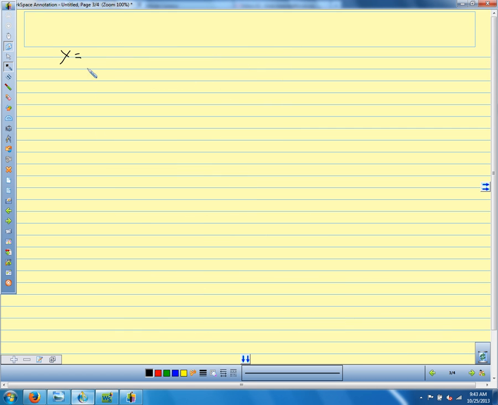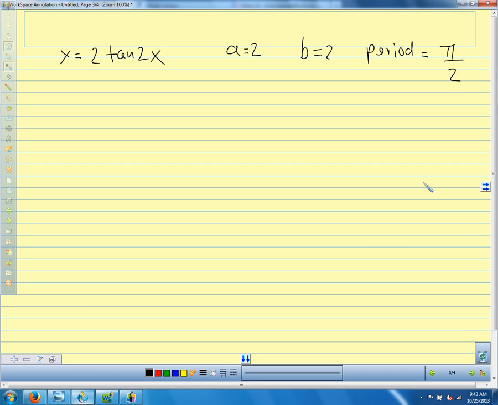So we have y equals 2 tangent 2x. So I'm going to write down a little information here. A equals 2, so we know we have a vertical stretch of 2. And our period, b equals 2, so our period is pi over 2. We don't have any shifts up or down. We don't have any shifts left or right.